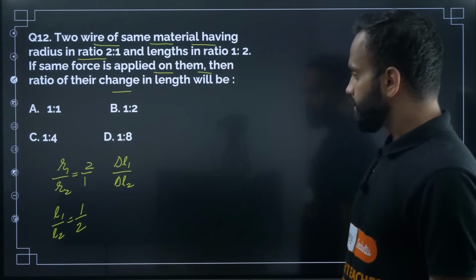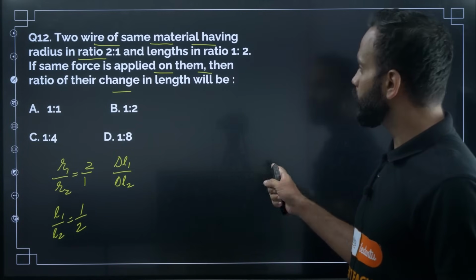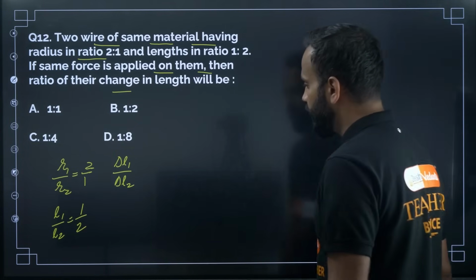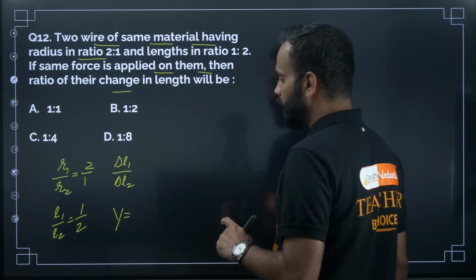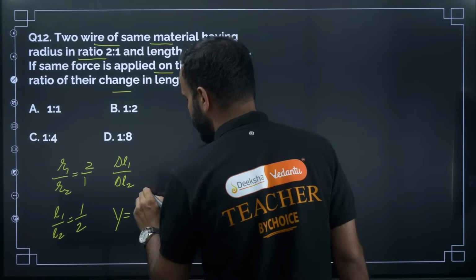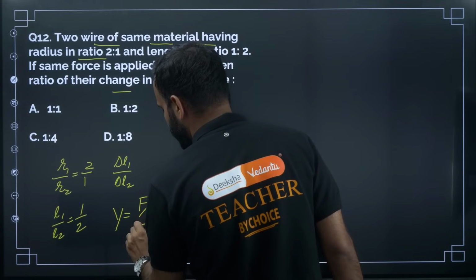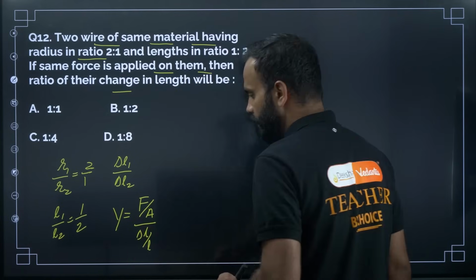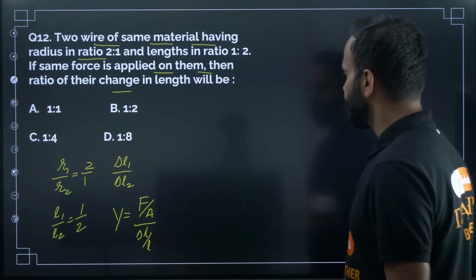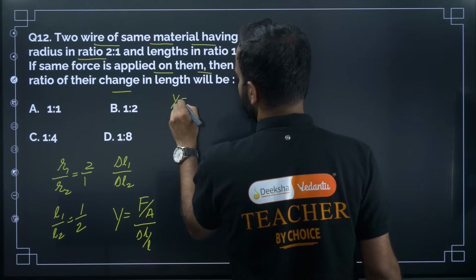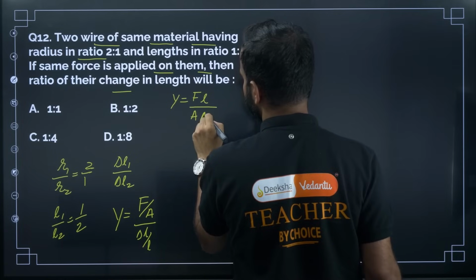Two wires of the same material, that is, Young's modulus of those two wires is the same, right? So we know that Young's modulus Y is equal to stress divided by strain. What is stress? F by A. What is strain? Delta L divided by L, I mean longitudinal strain, change in length over original length. So now Y is equal to FL divided by A into delta L.